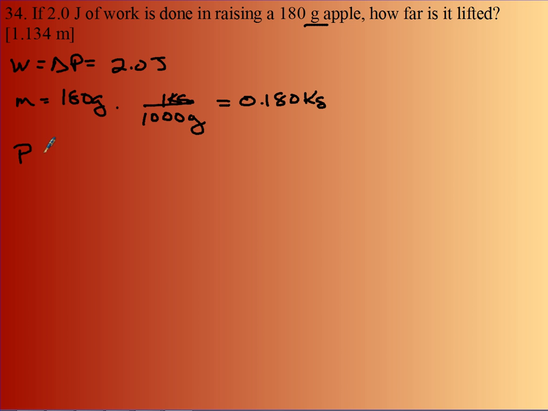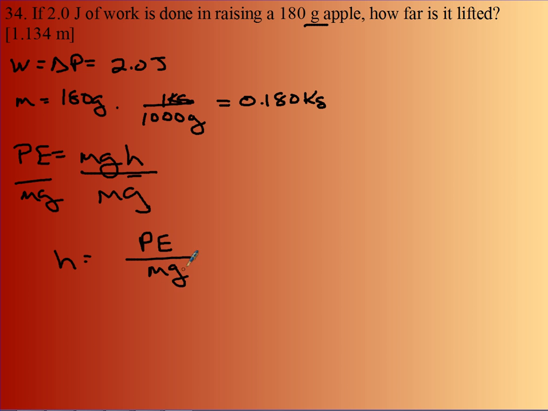So, potential energy is mgh. I want to know how far it's lifted. So I'm going to divide both sides by mg. So the height I'm going to lift this is going to be the potential energy divided by the mass times g, which is 2.0 joules divided by 0.180 kilograms.